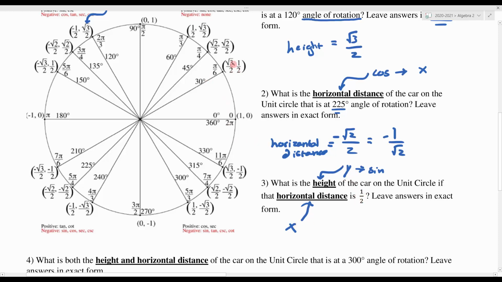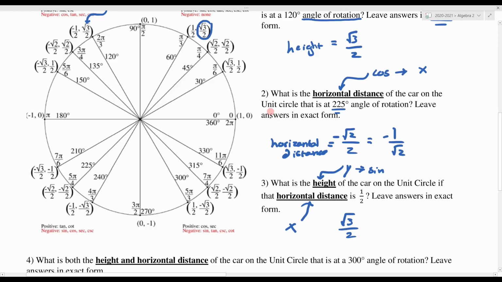Okay, so if I'm looking at my coordinates here, the x-coordinate here is √3/2. This is √2/2. This is 1/2. Okay, so this is what we're looking for, this point, and we're looking for the y-coordinate of that point. This has a horizontal distance of 1/2, and when we do have that horizontal distance, we get a height of √3/2.